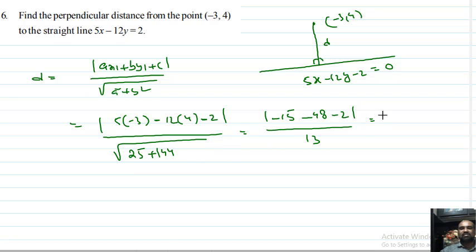So 15 plus 48 plus 2 is 65, so 65 by 13. 13 fives are 65, so only 5. Therefore the required distance is 5 units. At last you need to write the conclusion. Therefore the required distance from (-3, 4) to the line 5x minus 12y minus 2 equal to 0 is 5 units.